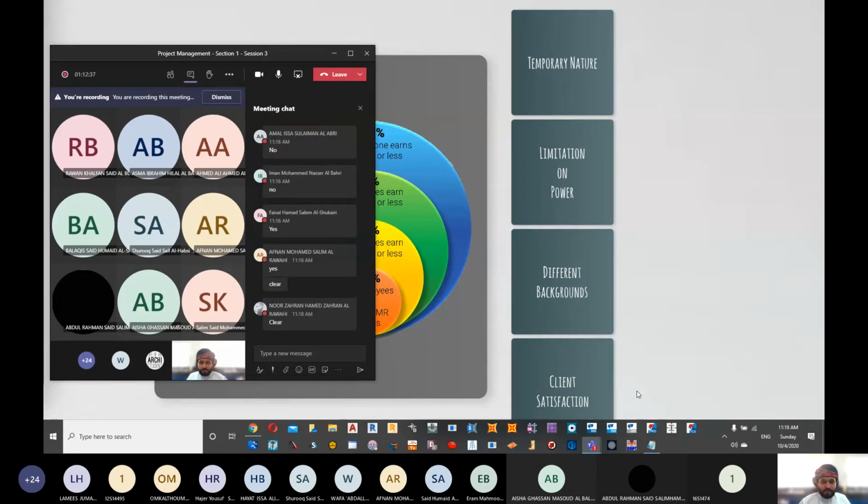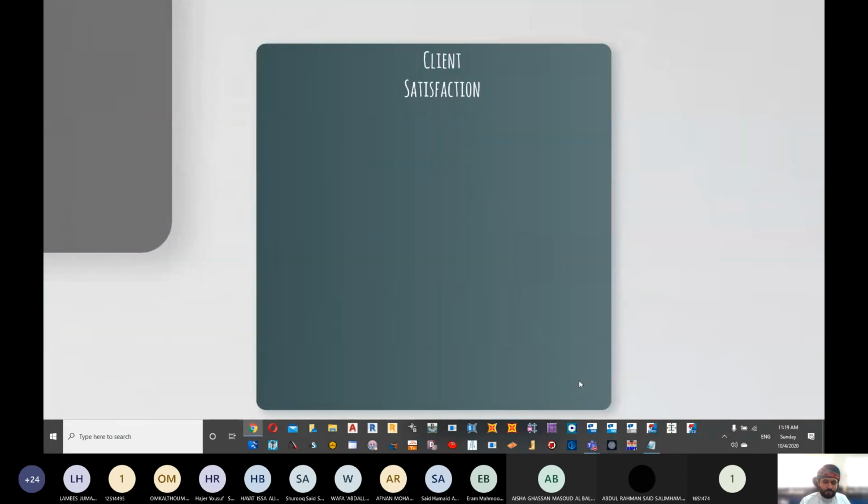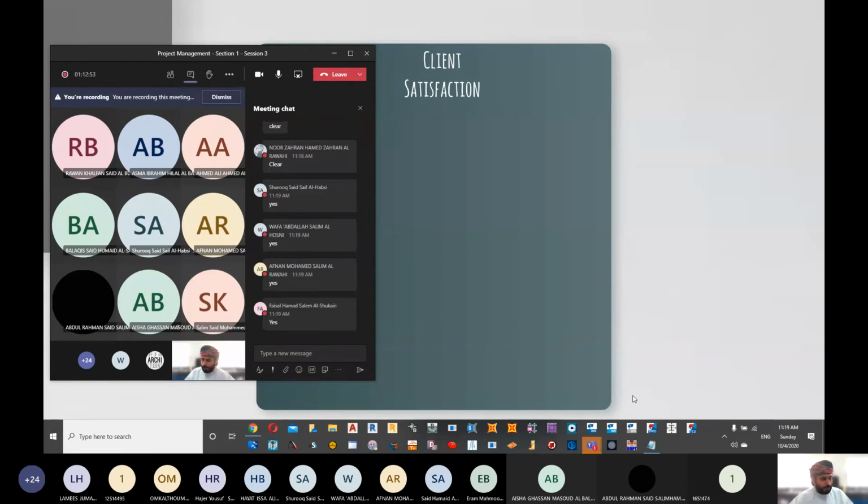Last point is client satisfaction. Now, is it important to satisfy the client, the owner? Is it important to satisfy him? Now, if he was not satisfied, what will be happening? If he was not satisfied, what will be happening?